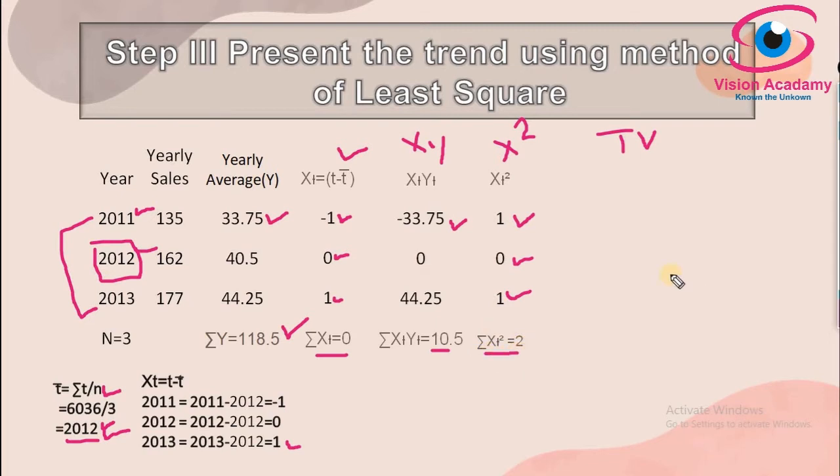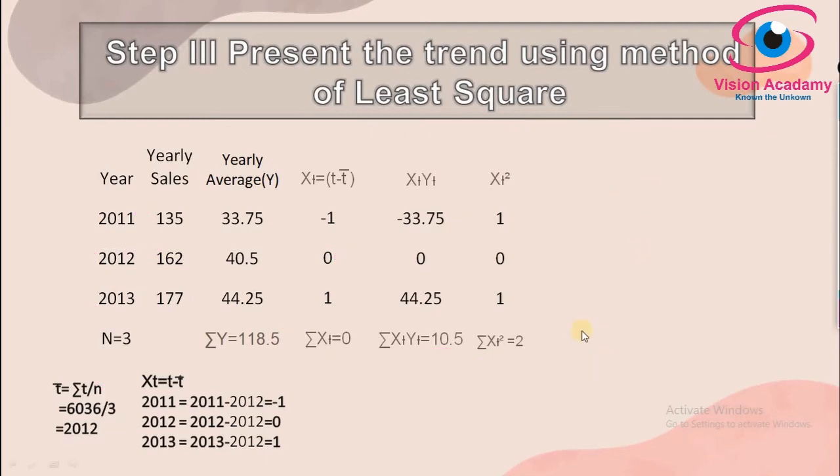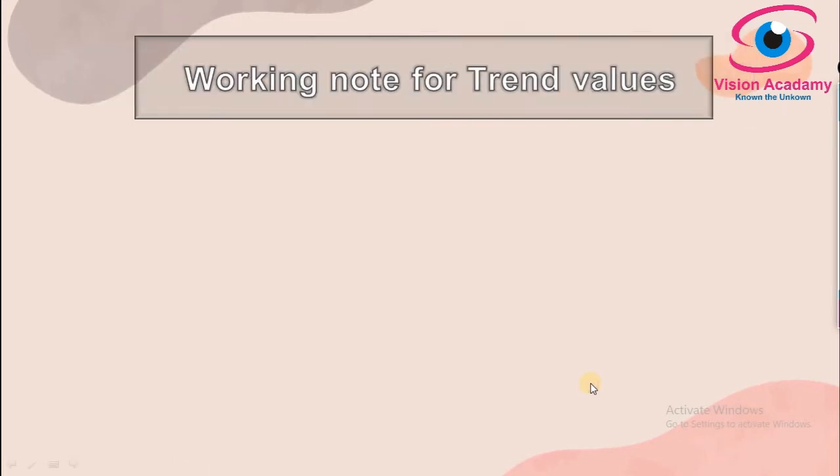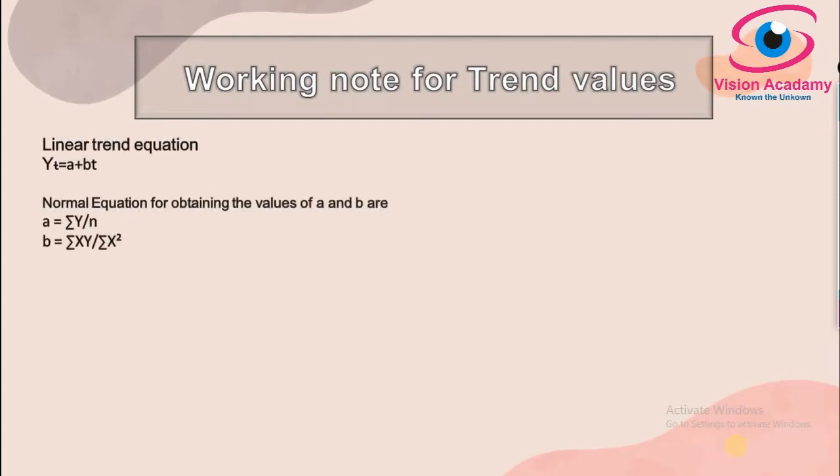Therefore we have found all the values to apply the basic normal equations in the case of the least square method. Now we have to find the trend value. To calculate the trend value, we need to go for further calculation. I will show you that calculation in the next slide, the working note for trend value. For the working note, we need to have a formula for finding the trend value.